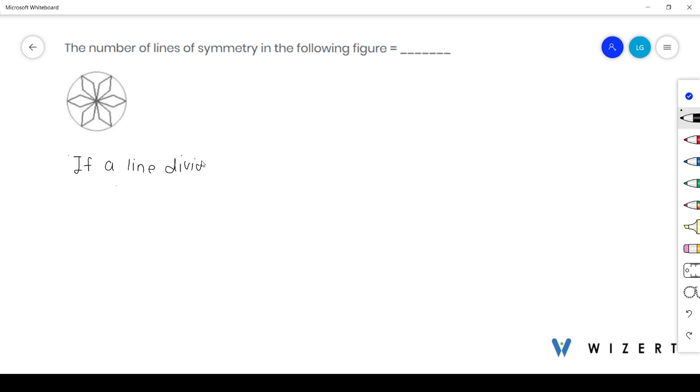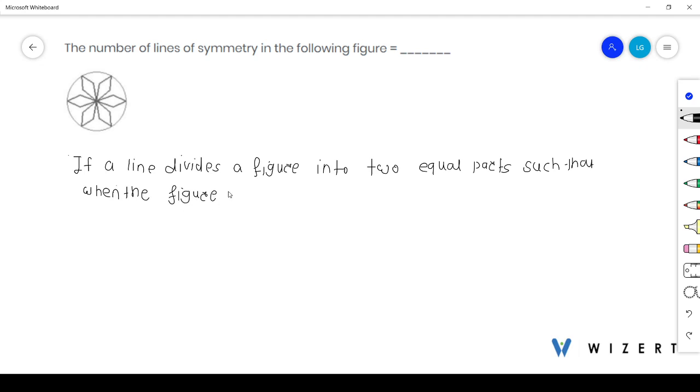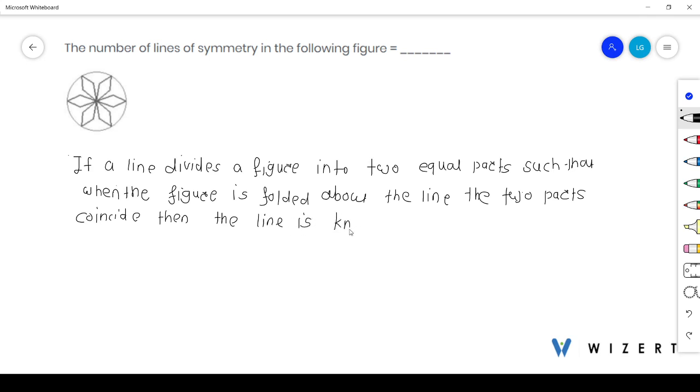If a line divides a figure into two equal parts such that when the figure is folded about the line, the two parts coincide, then that line is known as line of symmetry.